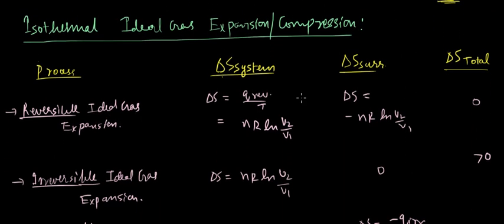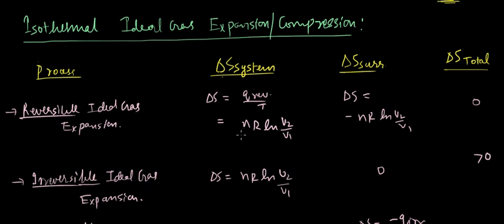Now let's see what happens in case of isothermal ideal gas expansion and compression. First, let's say we have a reversible ideal gas expansion as a process. So delta S system can be written as delta S equals Q reversible by T, and as we have isothermal, we can write that Q reversible would be equal to nRT dV upon V, rather.